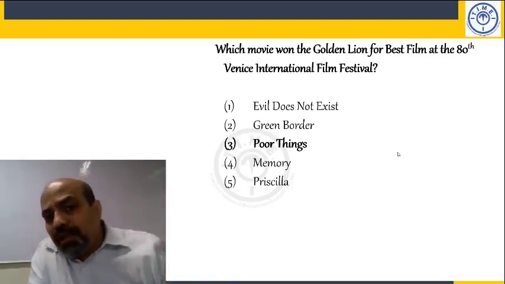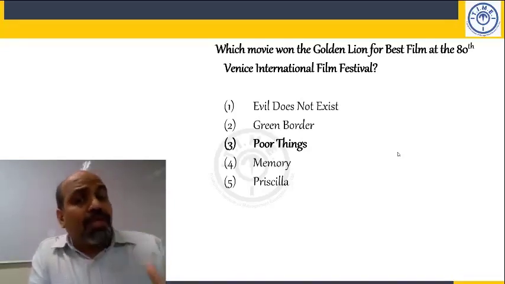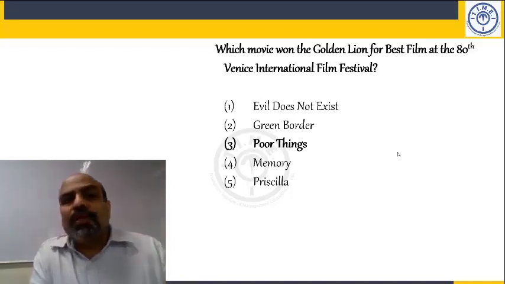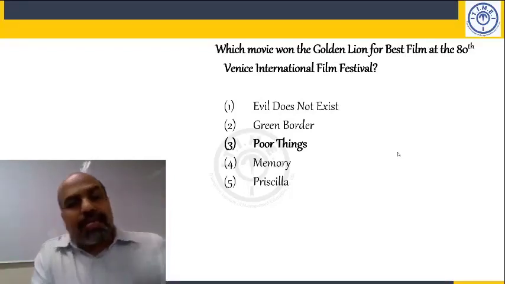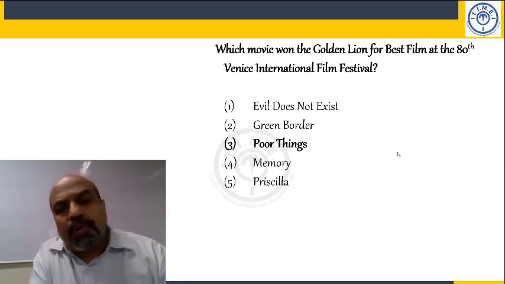So two more films won special awards. One was the first film, Evil Does Not Exist, which won the Grand Jury Prize. Grand Jury Prize went to Evil Does Not Exist, and Special Jury Prize went to Green Border.